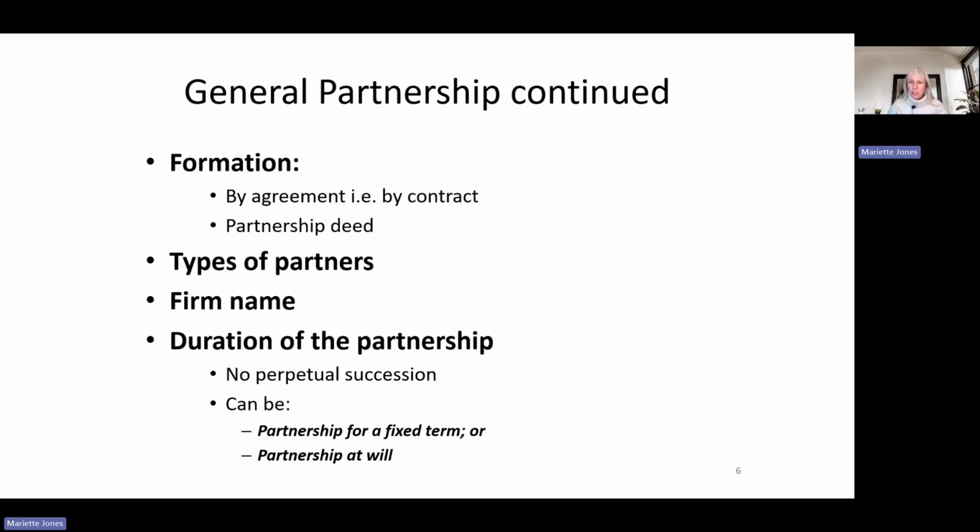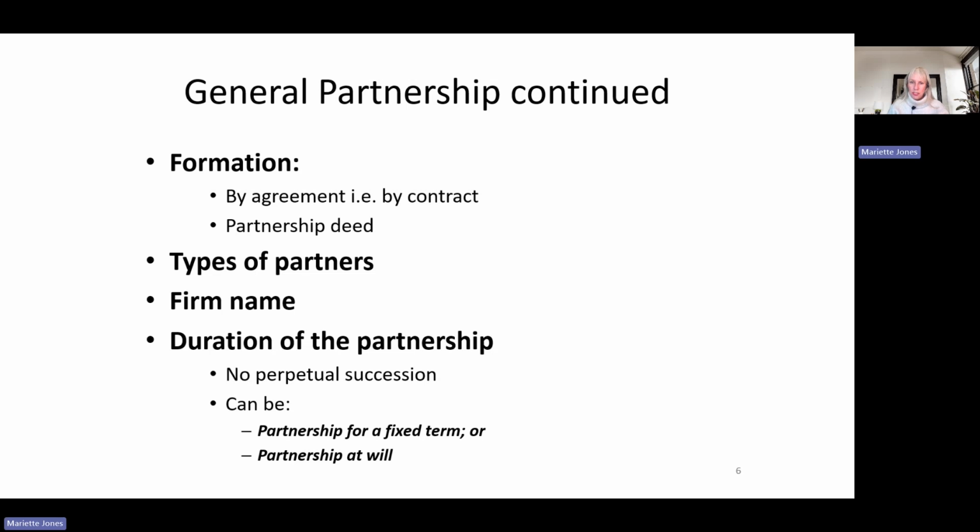A partnership, therefore, is formed by agreement, and an agreement, as you know, is what a contract is. A contract is an agreement, and you also know that contracts don't need to be in writing to be valid. Therefore, a partnership can be formed either orally or in writing as long as there is an agreement. If in writing, the written agreement is often called a partnership deed. This document will typically outline matters such as the firm's name, its duration, capital contributions, and how profits are to be shared.